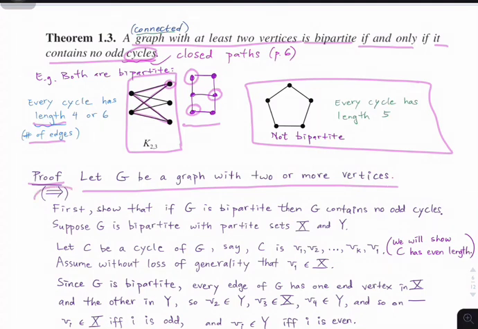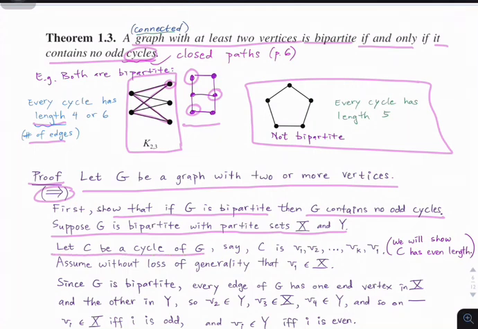So first prove the forward direction. So show that if G is bipartite, then G contains no odd cycles. Suppose G is bipartite with partite sets X and Y. Let C be a cycle of the graph. Say C is this closed path, V1, V2, through Vk and back to V1. And our goal is to show that C has even length.